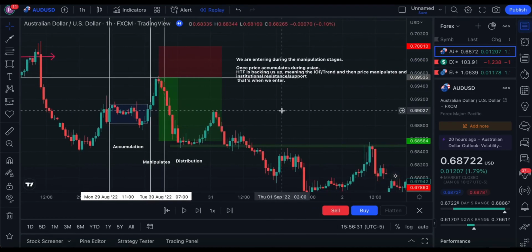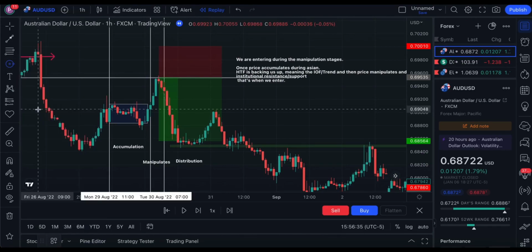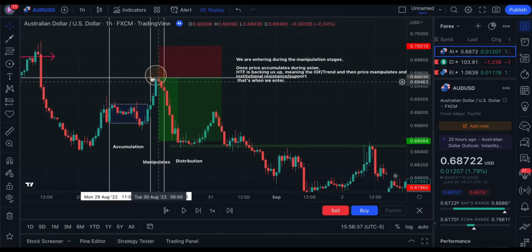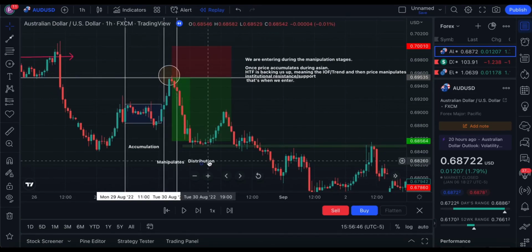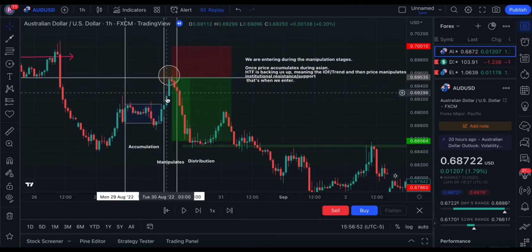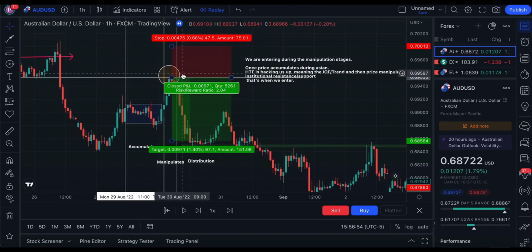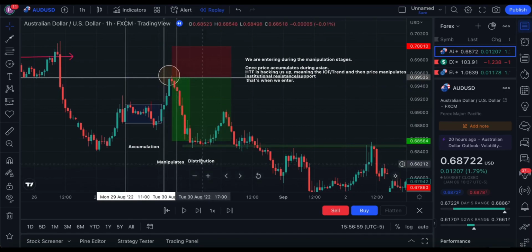So as we can see here, this is the manipulation stage, and this is exactly when we enter. And then during the distribution stage is when price will come to our TP. And also what usually happens after a power of 3 is that during New York session, we see an OTE, or basically the same thing as retracement if you have gone through that lesson. And that will be a very clean sell.